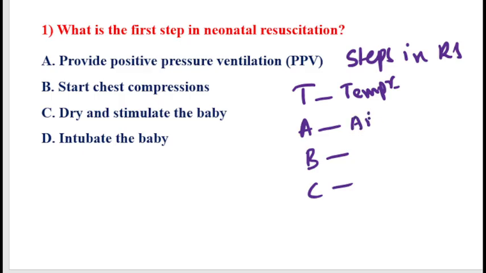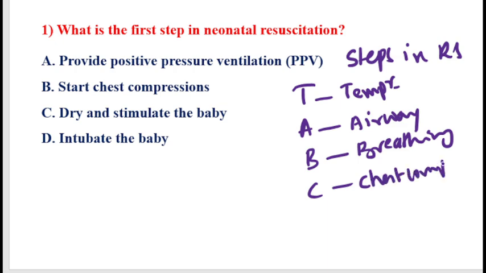Then next one is airway, we have to establish the airway. Then breathing, the breathing of the baby has to be okay, we have to give positive pressure ventilation. Then circulation by the chest compression. So this is the way we are going to maintain the baby, we are going to do the neonatal resuscitation.